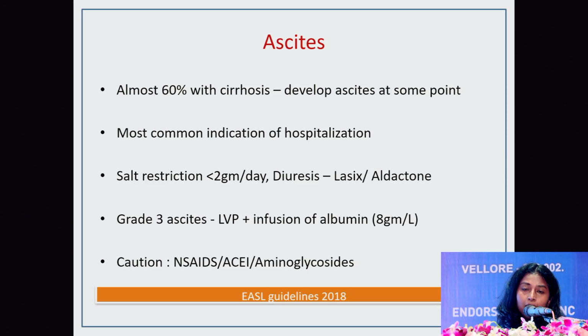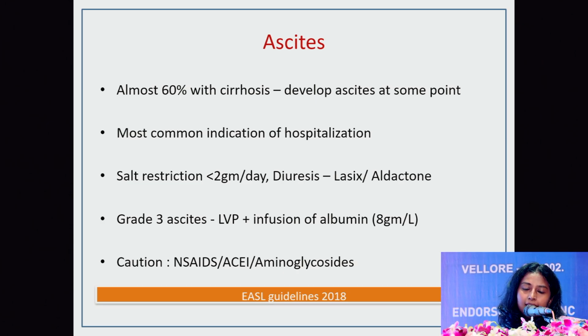So whenever we are doing a large volume tap, we should give albumin to the patients, and the dose recommended is 8 grams per liter. So if we are removing 5 liters of ascites, the actual dose as per guidelines is around 40 grams, which is 2 vials of albumin. However, in clinical practice, we don't end up giving that much albumin.